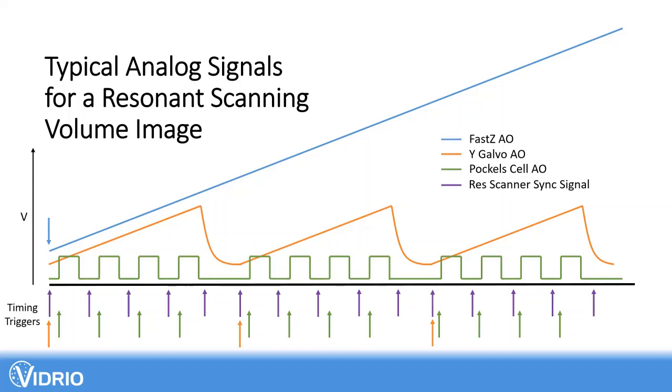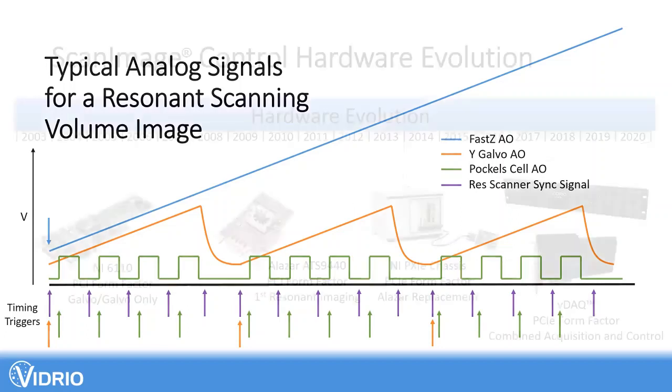And then of course you've got to keep that in sync with the resonant scanner, which maybe doesn't always show up at the same time every time. It's not as deterministic. So this gives you an example of the kinds of timings you have to be aware of and the types of analog signals you're going to have to send out to control devices. This is a relatively simple one, but it's a standard approach.